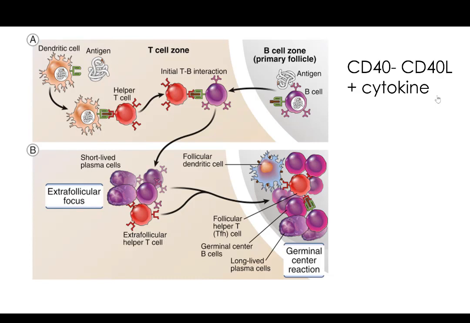Okay? This is from a different book, but I just wanted you to see what happens. And then there are going to be some activated T follicular helper cells that go into the follicle and help the B cells undergo clonal expansion, class switching, and affinity maturation. Okay? We're going to talk about this now.